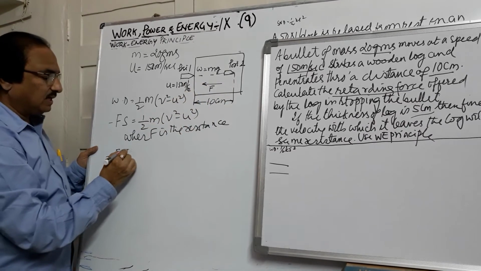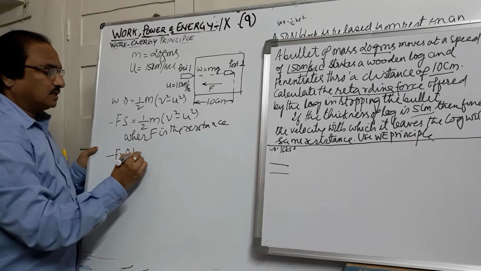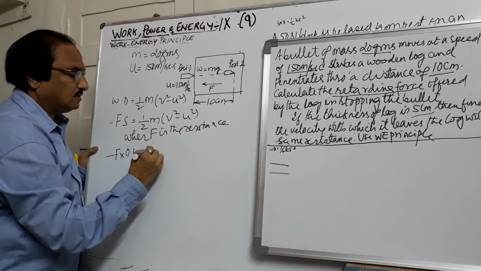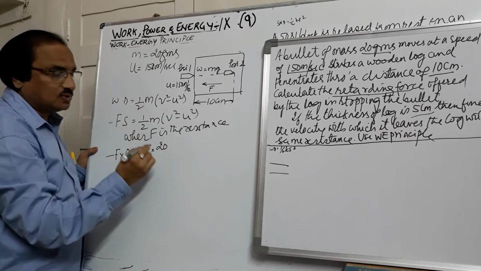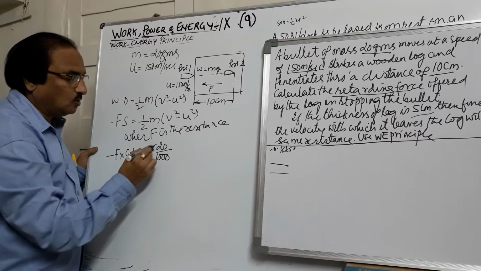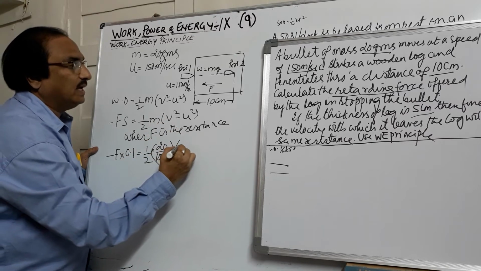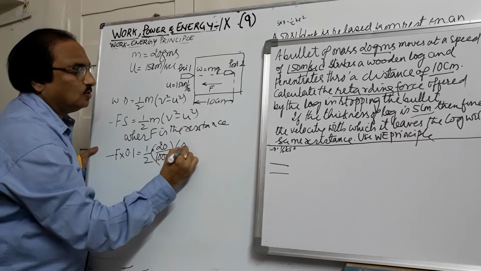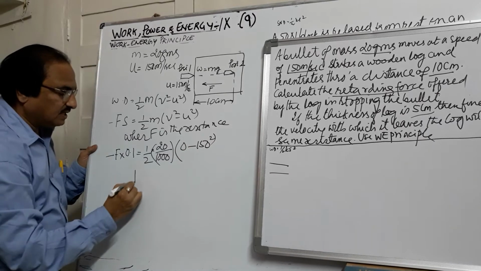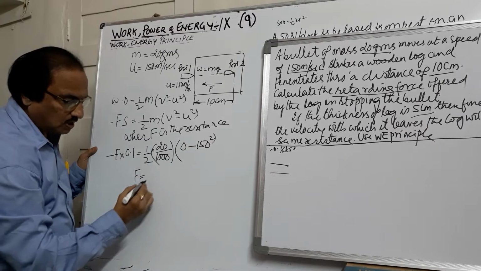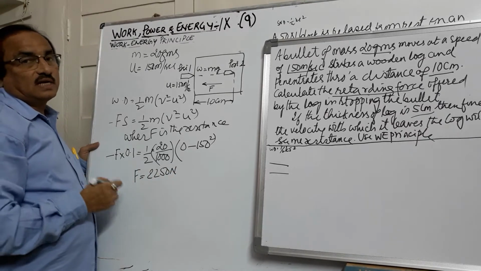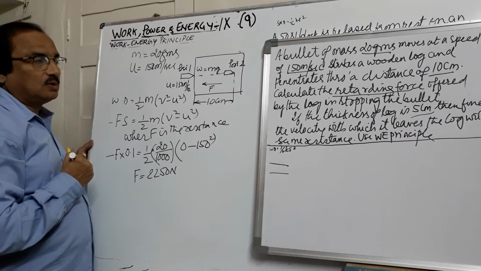I will convert it in meters. So this will be 0.1 is equal to half into mass of the bullet, which is 20 grams. This is in grams, so let us convert it in kg, divided by 1000, into V square, where the final velocity is 0, minus the initial velocity 150 square. So if you simplify this, the resistance offered by the wooden log is 2250 Newton. So this is the resistance of the log when the bullet enters into the wooden log.